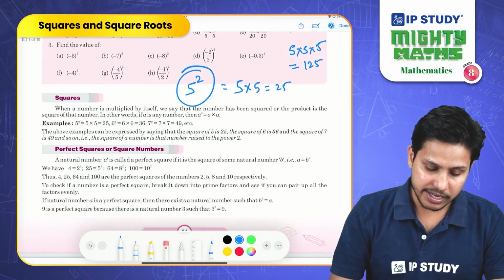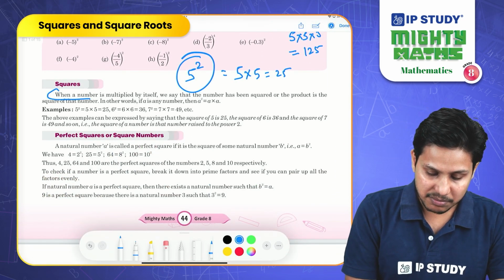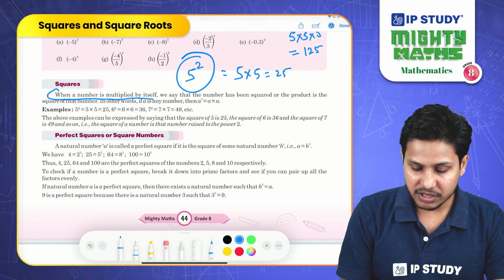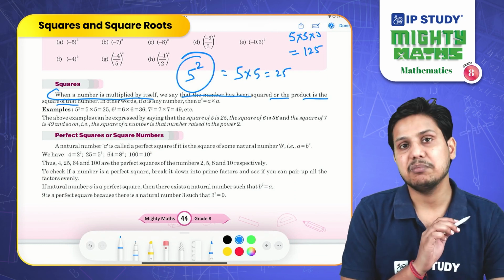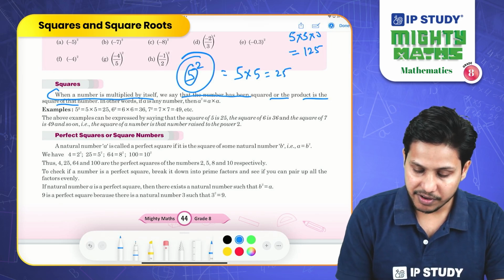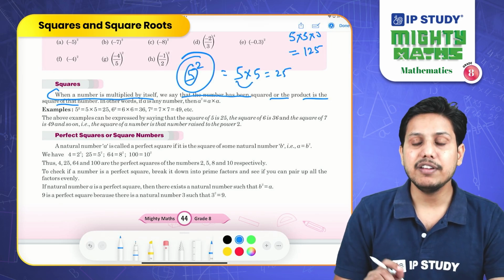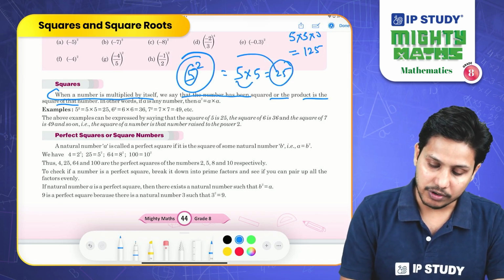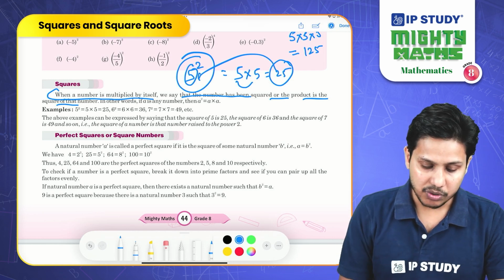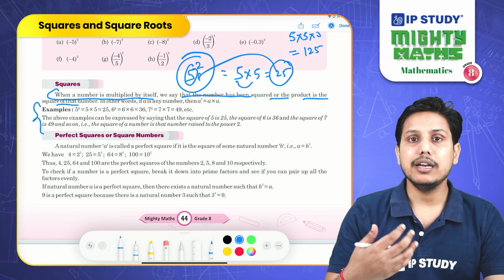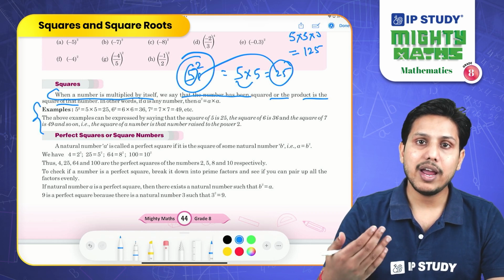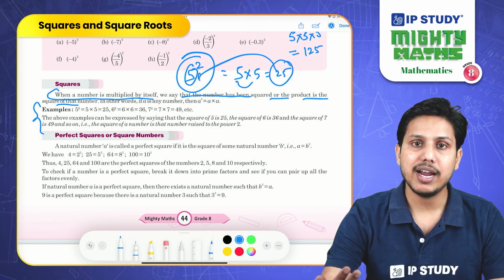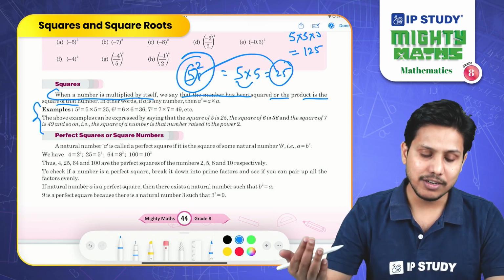Yes, so here is a definition. When a number is multiplied by itself, we say that the number has been squared, or the product is the square of that number. So this is the number 5, and we multiply it by itself and the result is the square of the number 5. Yes, so here are some examples and how to read these numbers. So we can read this as square of 5, or 5 squared is 25, and so on.